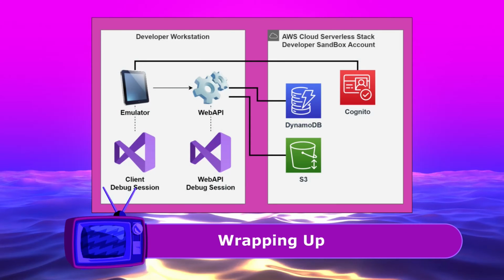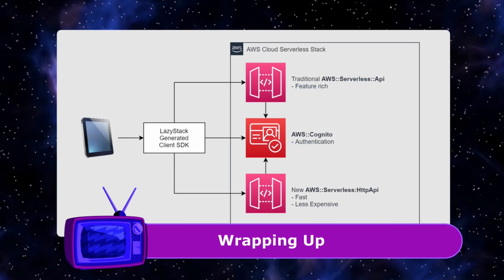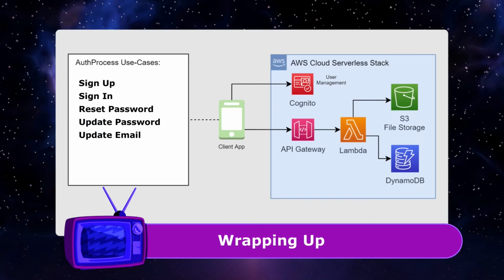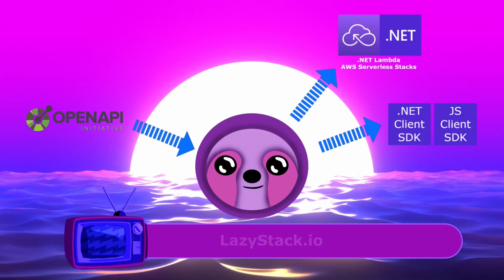Lambda controller code is quickly debugged using a local web API. Both traditional and new API gateway types are available in the same stack, with the client ensuring secure HTTP requests are used. Visit LazyStack.io to learn more about the LazyStack model-driven development tool.